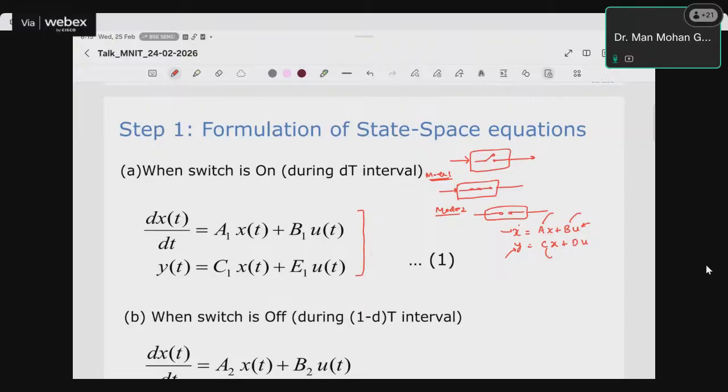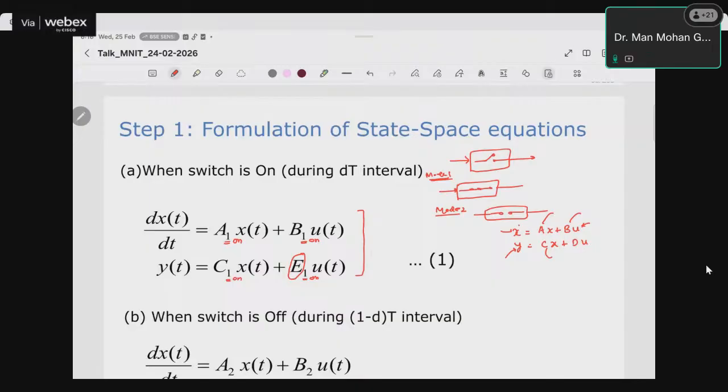In the same form, we represent our converter also. Here I have written Ax plus Bu, and y equal to Cx plus Eu. Instead of D, I have taken E. The only reason is that D is used for duty cycle in converter, so we are using E. There is no other reason. The subscript 1 denotes that it is for switch on. We can use subscript 1 or we can use on also, A1 or A on, like that. So we write dx/dt equal to A1 x(t) plus B1 u(t), y equal to C1 x(t) plus E1 u(t). This is in mode 1.